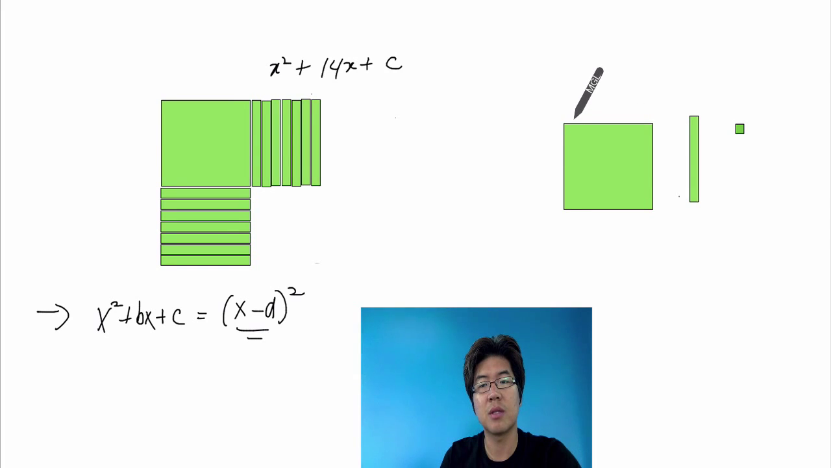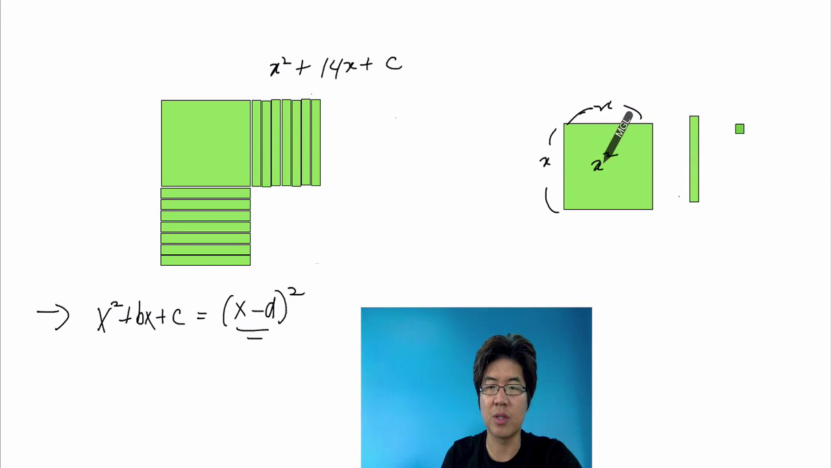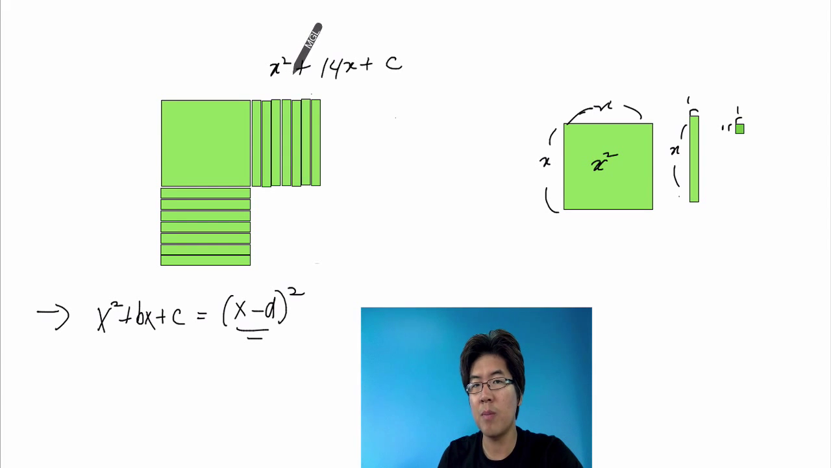This is an x by x tile. So we have an x squared as an area. This is an x, it's an x by 1 tile, and this is a 1 by 1 tile. So x squared plus 14x is one of these and 14 of this.